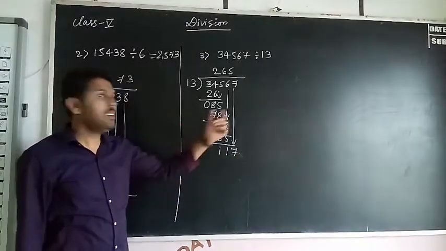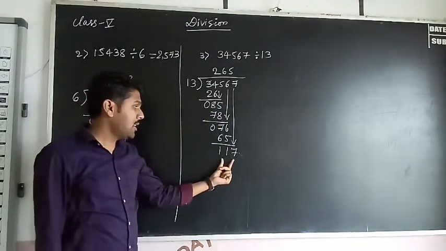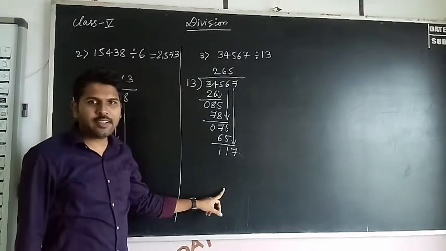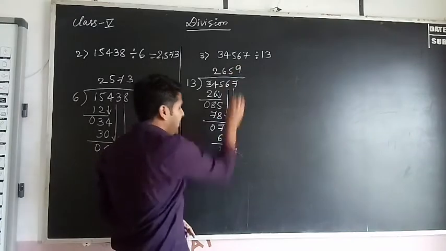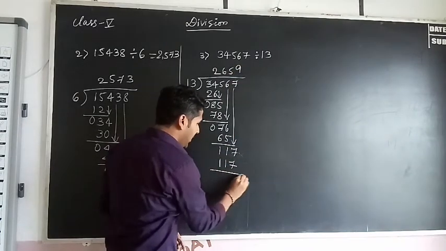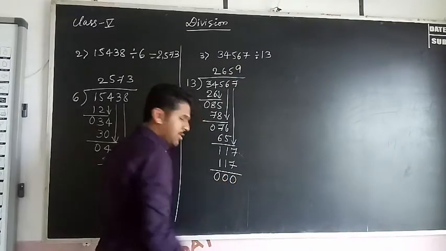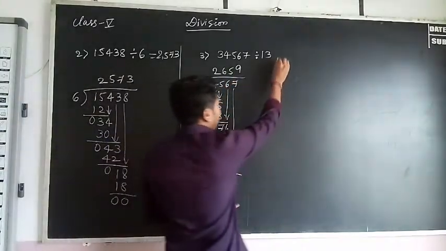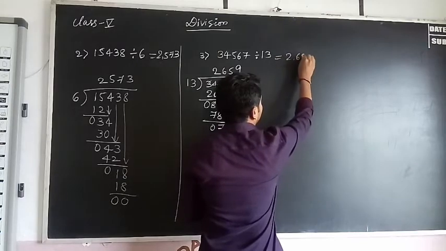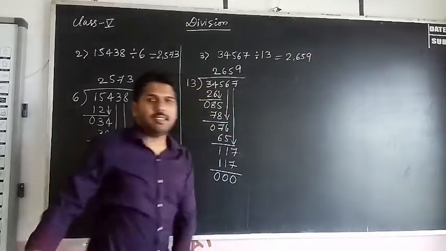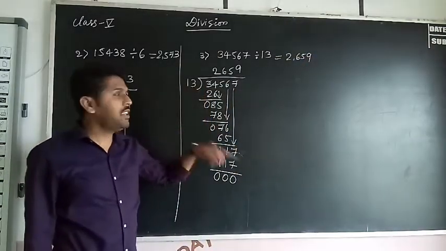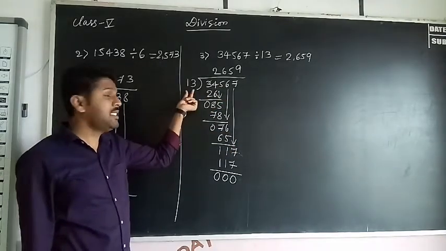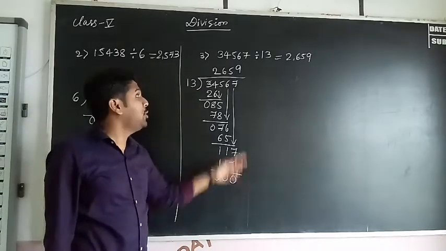You have to take one digit. So 117 is there. 13 9s are 117. So what is the answer here? 2659. So the answer is 2659. What is the dividend here? Dividend is 34,567. The divisor is 13. Remainder is 0 and quotient is 2659.